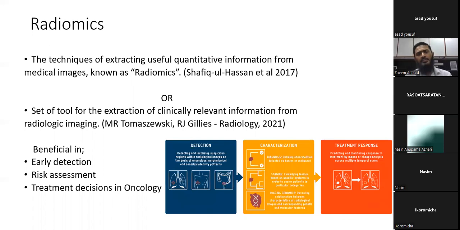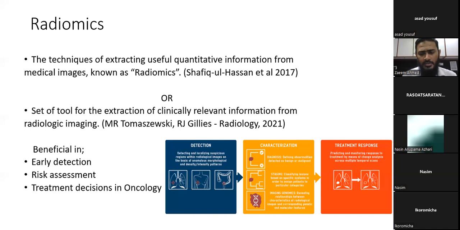By definition, radiomics is a technique or a set of tools by which we extract clinically relevant, or you can say quantitative, information from medical imaging. What's the application of this? It can be beneficial in early detection of cancer or any suspicious lesions in radiological images with the help of their density and pattern. Also it can be helpful in characterization of a sample, or you can say a tumor or any other metastases.